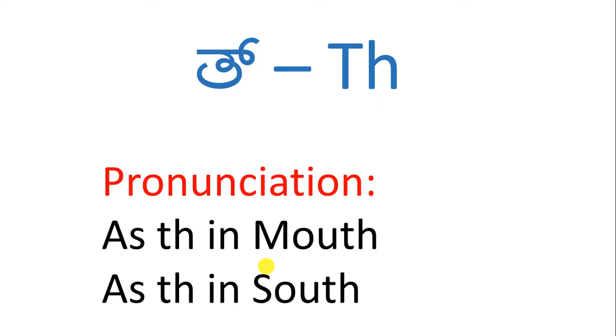The pronunciation of this root consonant is as the small th in mouth, or as the small th in south. If MOU is not there, then this th would sound like t. Or if SOU is not there, then it would sound like t. So that is how you pronounce this root consonant. Now let us see how to write it.